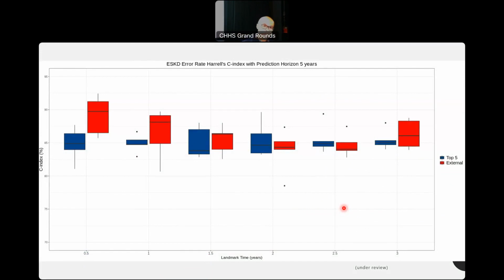The box plot in blue is ours, the red is the external data. On the y-axis, we have the C statistics, the higher the better, and on the x-axis is the landmark time. Roughly, our model performs at about an 85% concordance index, and the performance is preserved when we evaluate our model on the external cohort.